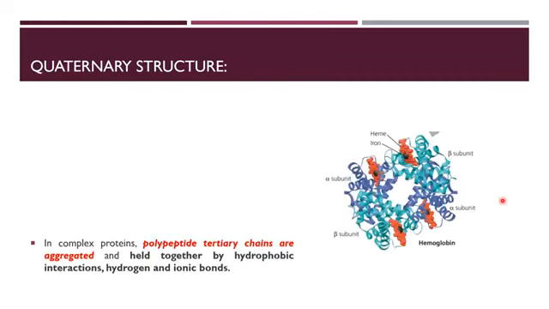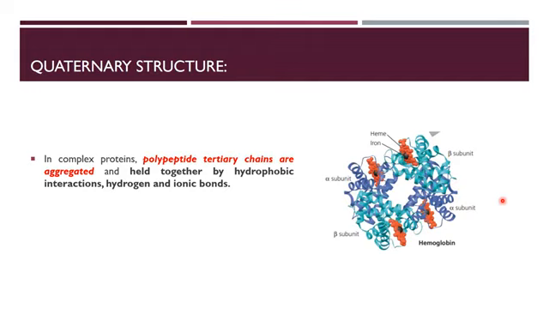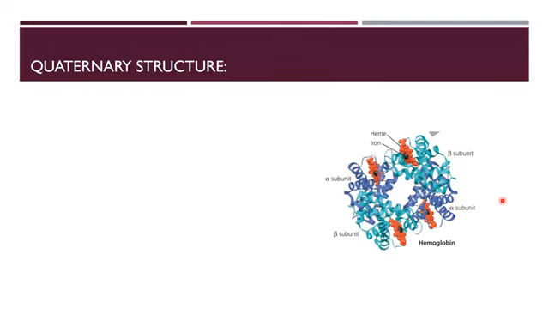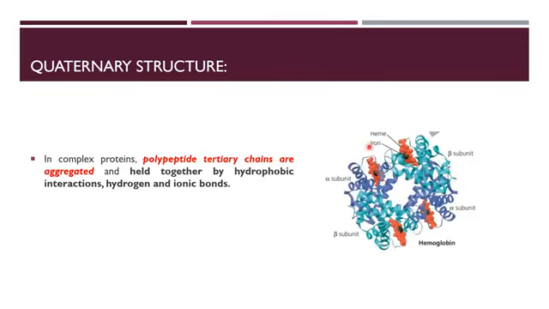Now, the quaternary structure. Polypeptide tertiary chains are aggregated and held together by hydrophobic interactions, hydrogen and ionic bonds. So the quaternary structure simply means that the many tertiary structures that have been arranged in tertiary form are going to combine with each other, forming the quaternary structure. So the quaternary structure is a mixture of more than one type of chain.